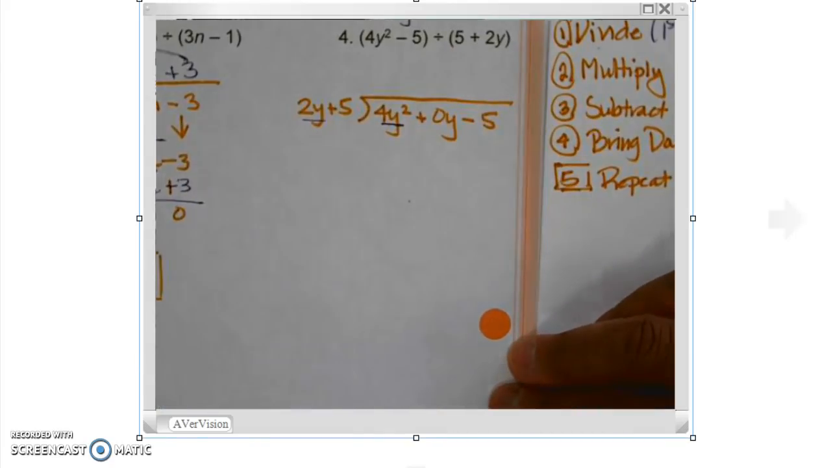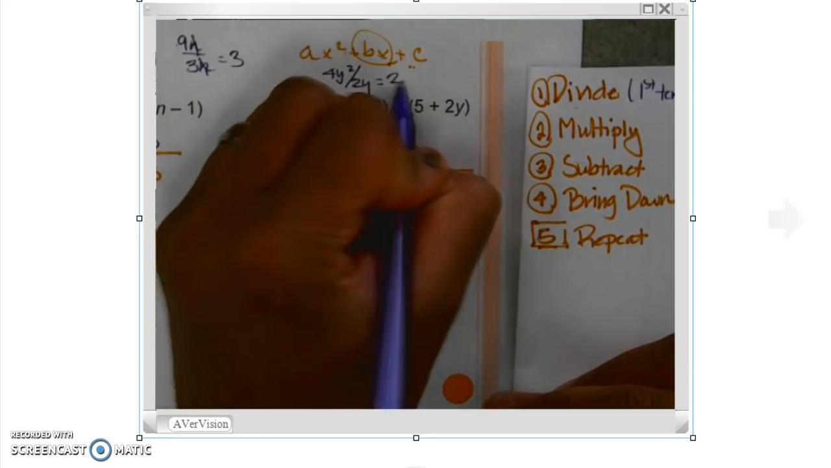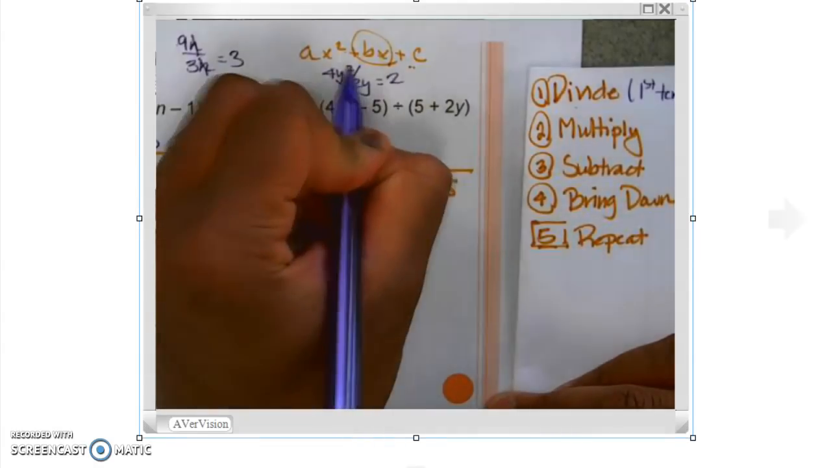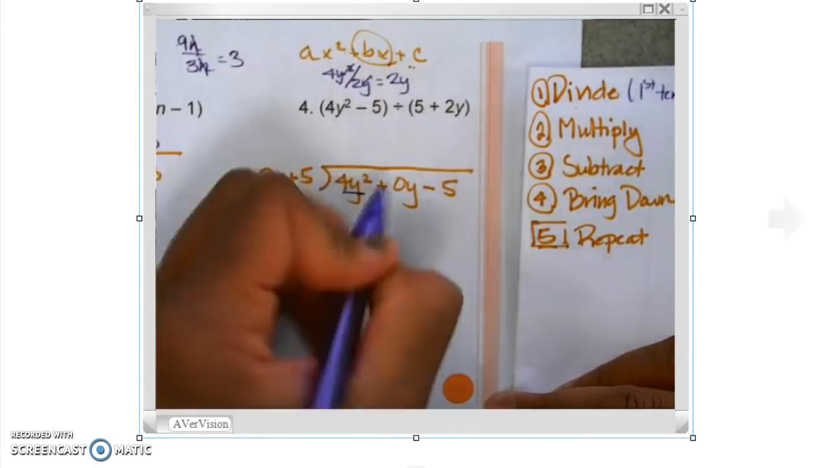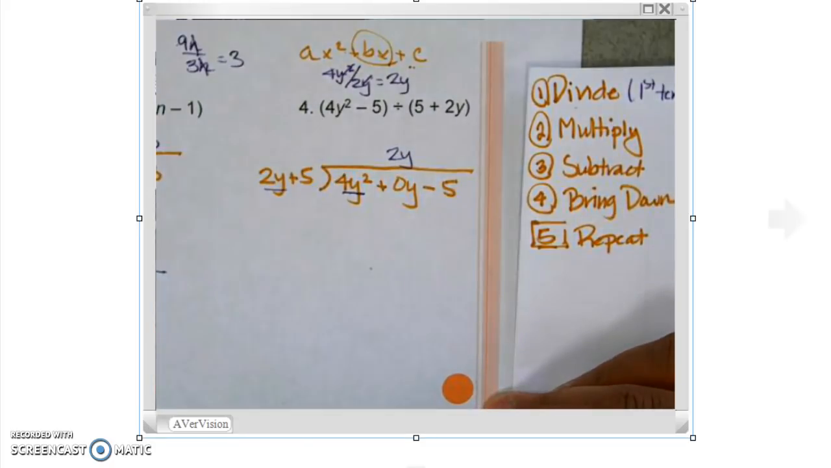And what do I get? 2y. 2 goes into there 2 times. y squared divided by y is just y. Where do I put it? Right above the y term. 2y. See, where would I put that if I didn't have that 0 placeholder?